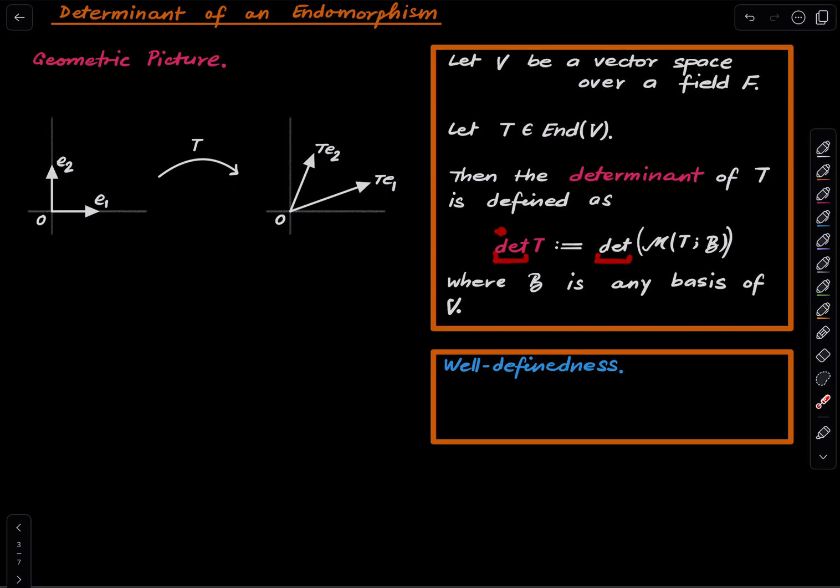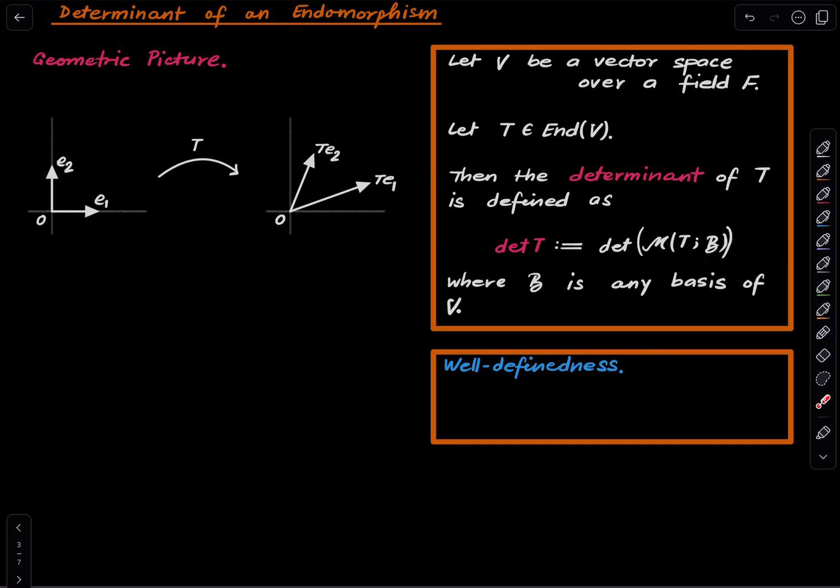Even though the spelling is the same, the operator or the function is different. The domain of this function is that, while the domain of this function is the set of all the n cross n matrices, where n is the dimension of V. So let there be no confusion about that. So the determinant of T is defined as the determinant of the matrix of T with respect to any basis.